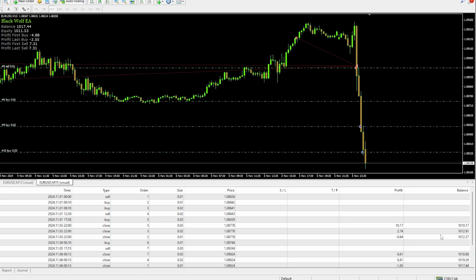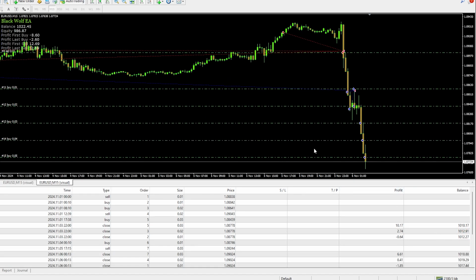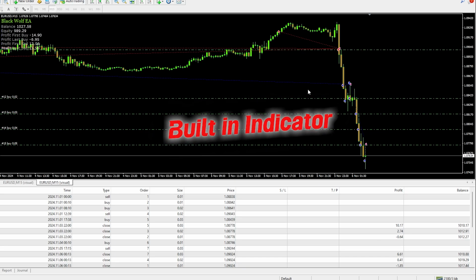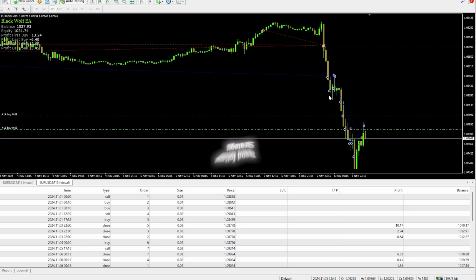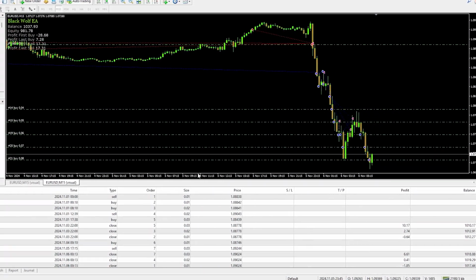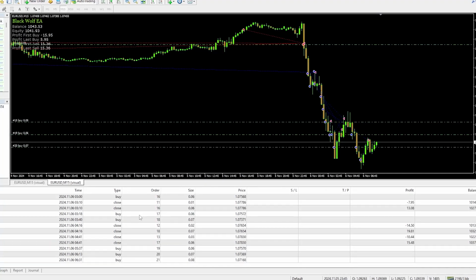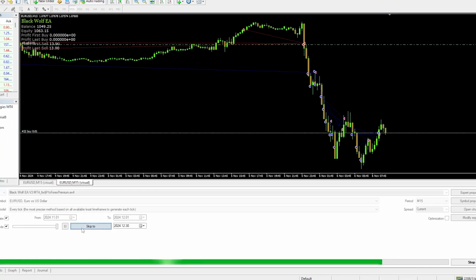So this expert advisor initiates a cycle of buy or sell depending on the trend of a built-in indicator. In this way, the expert advisor works according to the trend follow strategy, which means following the trend. So I will skip this part to show you the end result real quick. Please stay tuned till then.